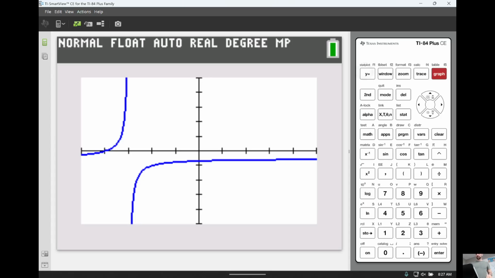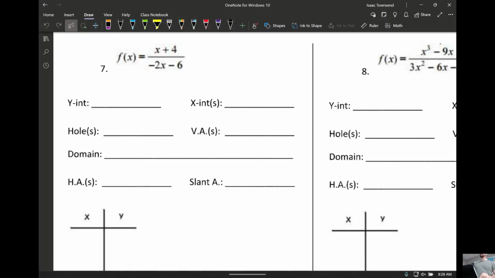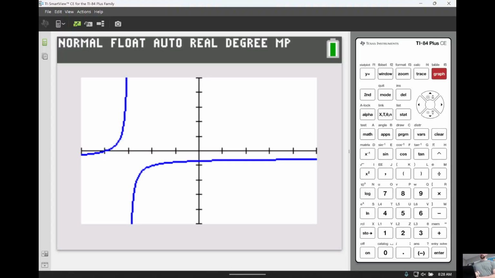Okay, I think this was number 6. Seven. Number 7? Yeah. All right. Questions you'd like to go over from number 7 to help you get that graph? Okay. It seems like it ought to be like that going up. What do you think the horizontal asymptote is?